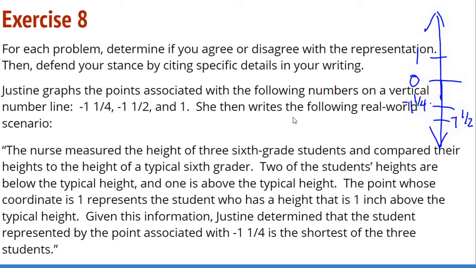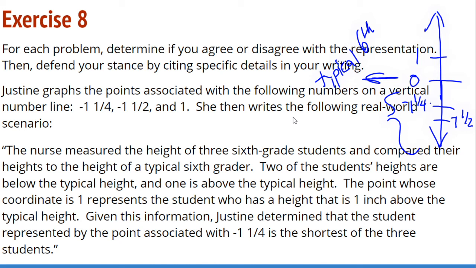The nurse measured the height of 3 6th grade students and compared their heights to the height of a typical 6th grader. Okay, now I just heard there that 0 is a typical 6th grader. So we are taking some measurement and we are adding and subtracting from that measurement, and that measurement is not 0. Maybe it's 50 inches and we're adding an inch, taking away an inch and a quarter, taking away an inch and a half. 2 of the students' heights are below the typical height. Okay, so 0 is typical. I have 2 that are below.